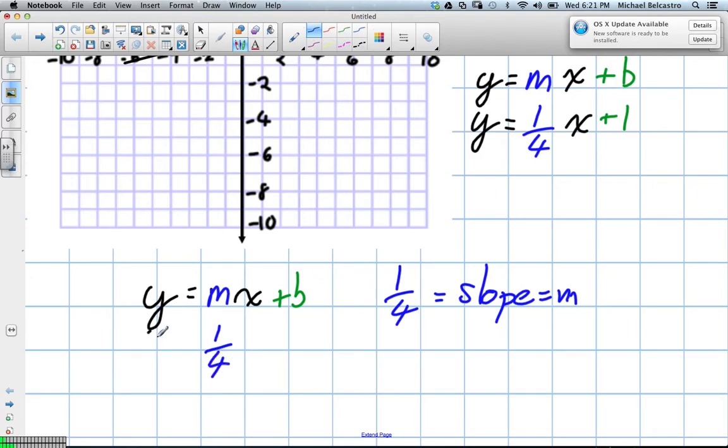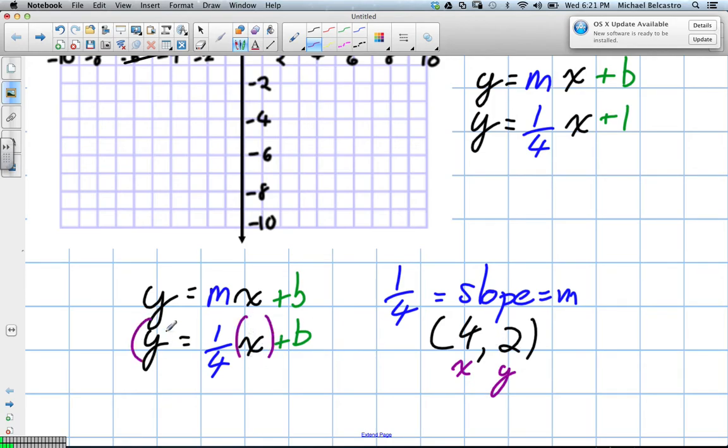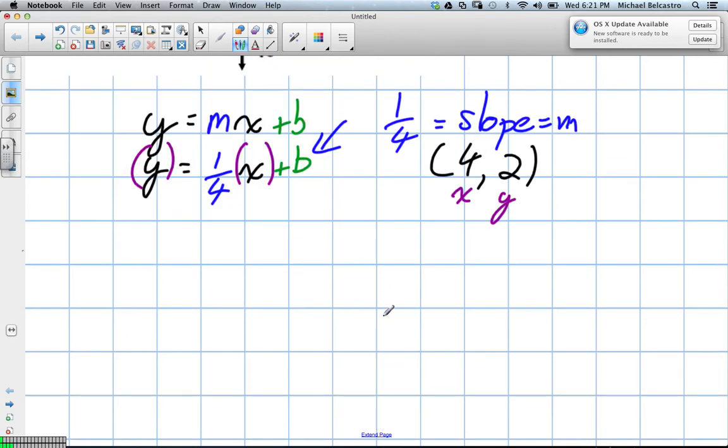We still have y equals 1/4 times x plus b. They also told us there was a coordinate of (4, 2). These represent an x and a y value. In other words, what it's saying is we can replace the x and the y in this equation with those numbers. And then the only variable left will be the b. So let's solve it this way and see if we get the same answer we did before.